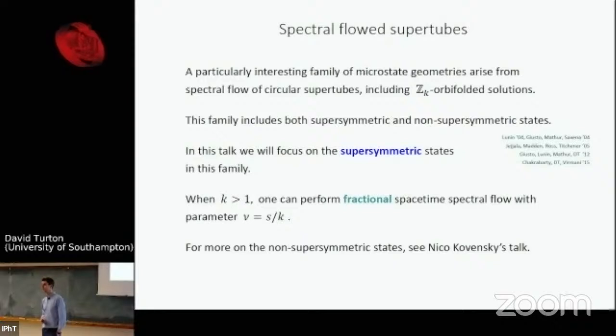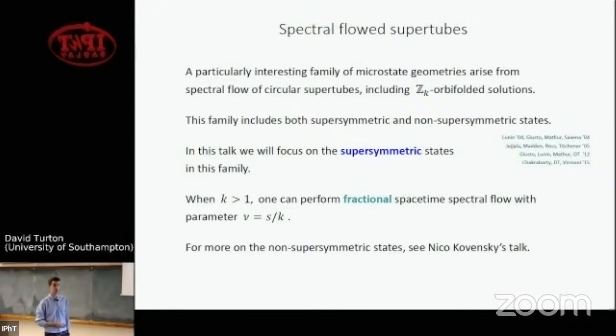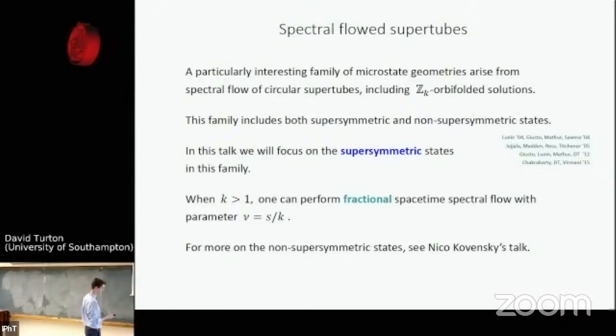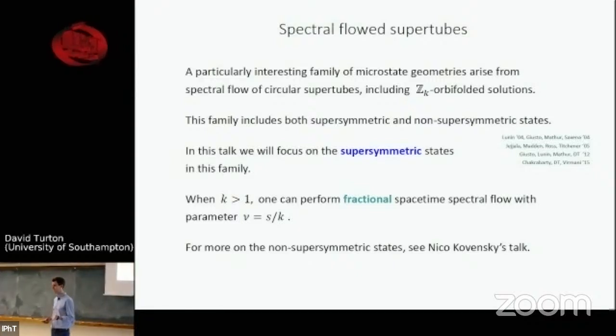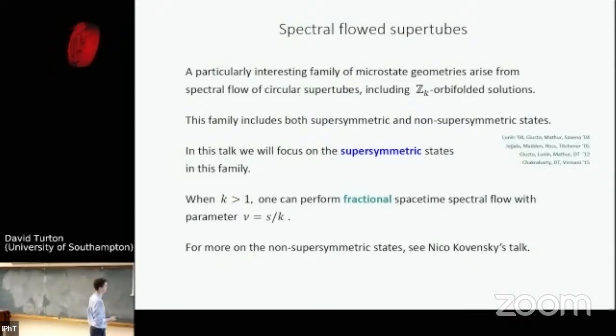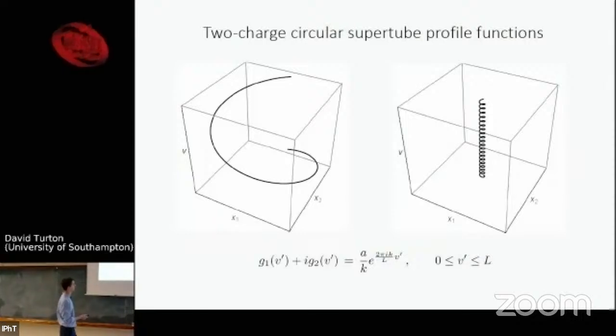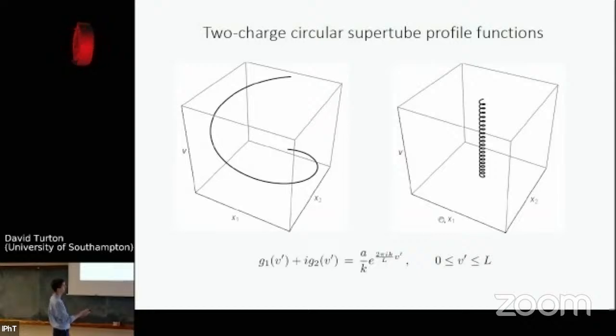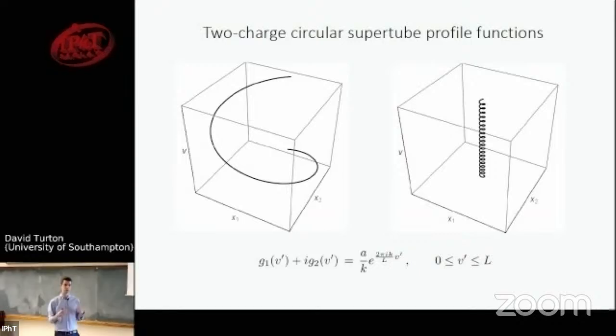A particularly interesting family of solutions that I'm interested in today arise from these circular supertubes from an operation known as spectral flow, space-time spectral flow. So I should say before I go on that this parameter k that I've introduced here in the profile function controls how many times this two-charge supertube winds on top of itself. And when the solution back reacts, we get a Z_k orbifold singularity inside the core. So locally near the core of the solution, it's like a Z_k orbifold of global AdS3 times S3.